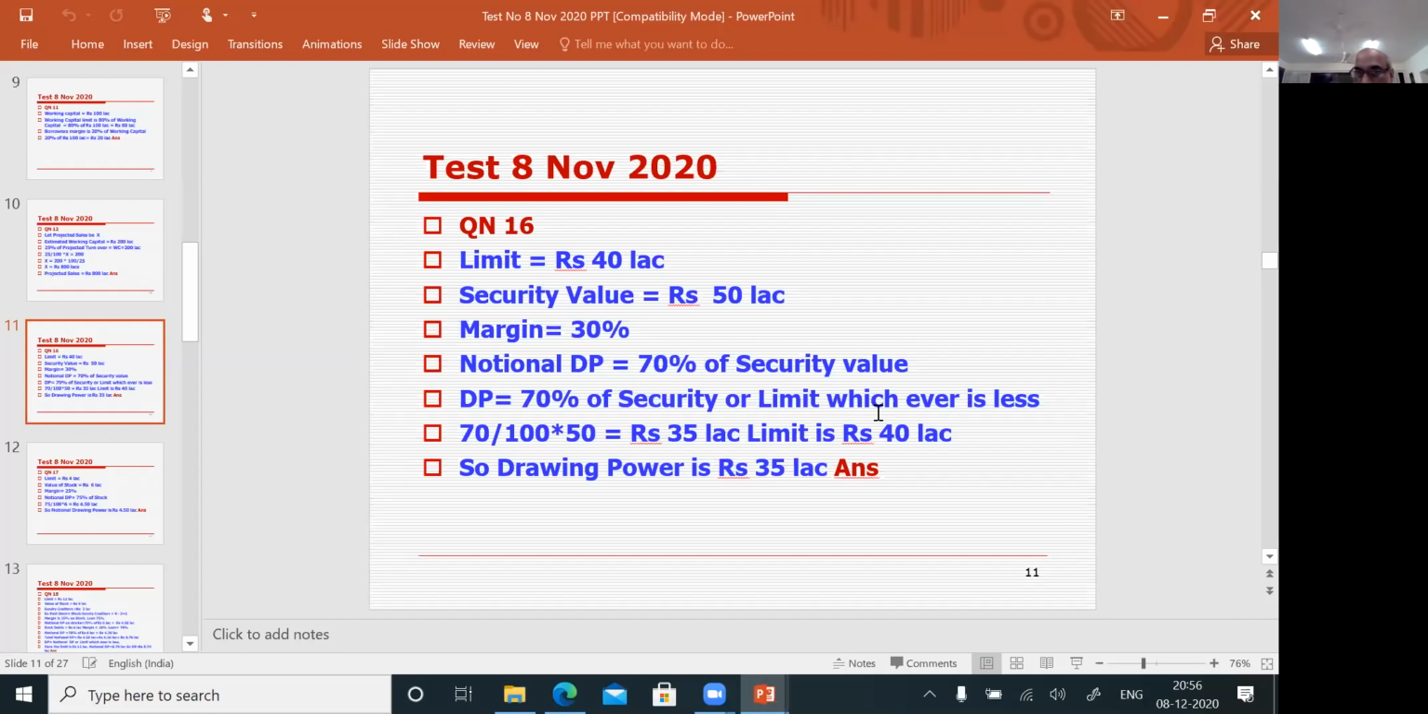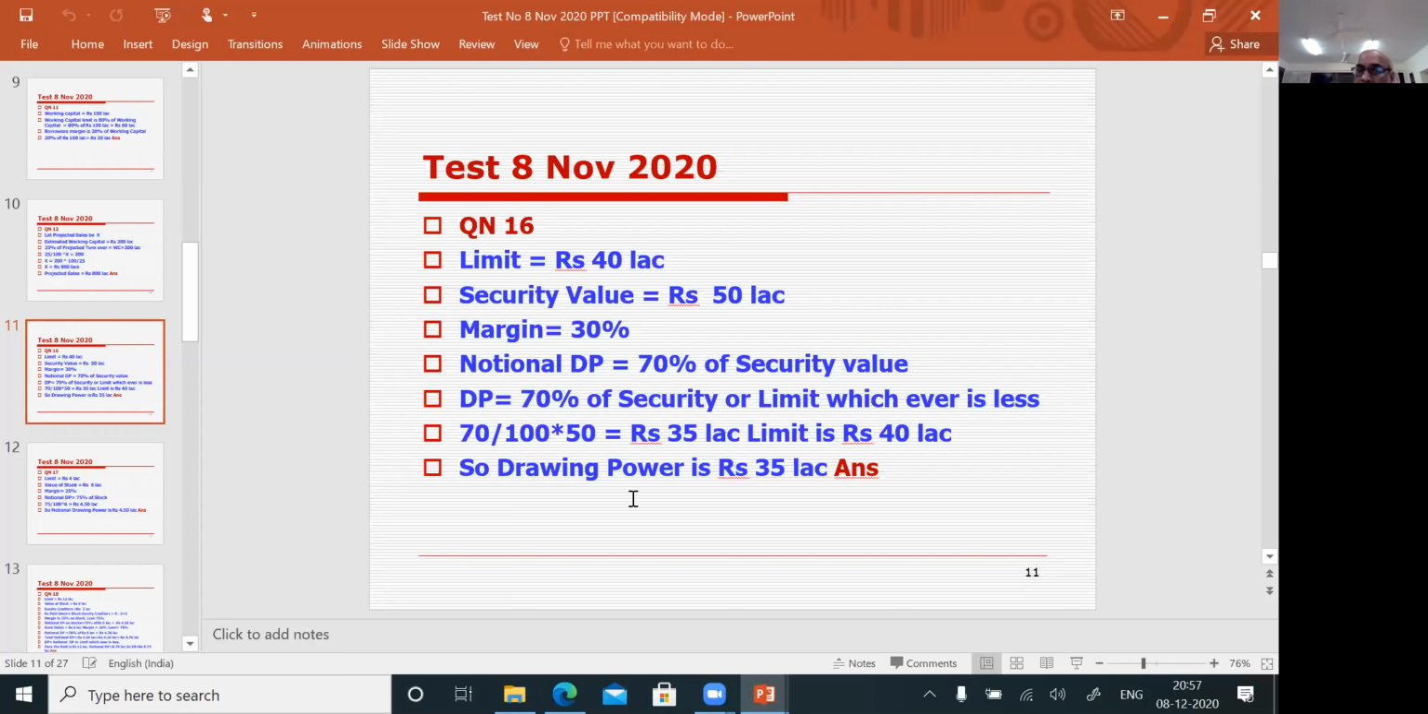Isn't it? So notional DP is nothing but, after the margin, how much he can avail? 70% of 50 lakhs, which comes to 35. So what is the DP? Notional DP or drawing power, whichever is less. So the limit is 50 lakhs. So notional DP is 35 lakhs. Between the two, which is less? Notional DP is less.